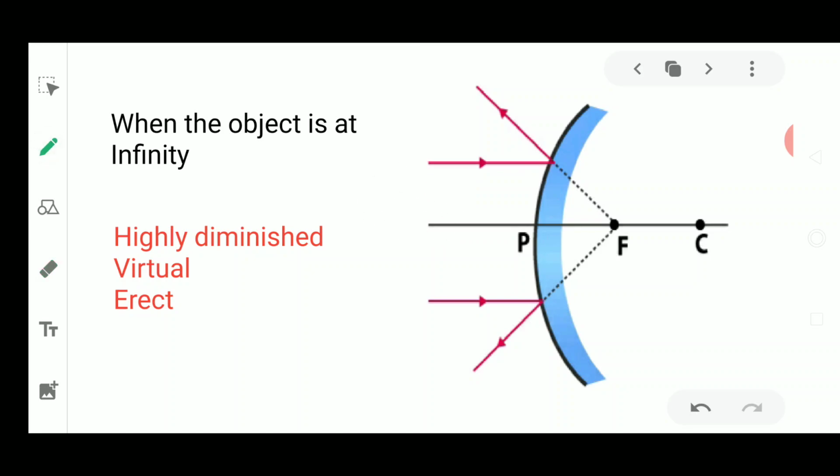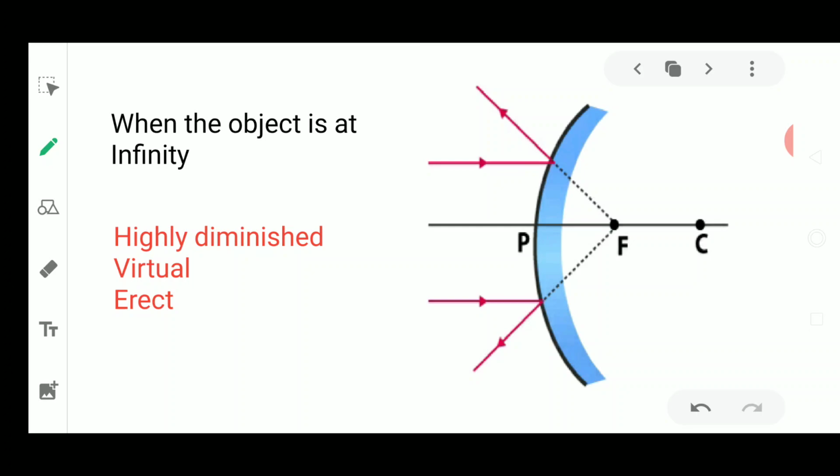Okay, so for the sake of convenience, we are using these two rays only for the drawing of the ray diagram. I need not discuss these ray diagrams in detail, as they tell you the way the rays come and strike, and after reflection what is happening to them. So when the object is kept at infinity, then what happens?